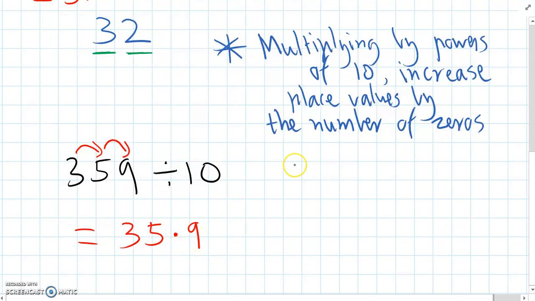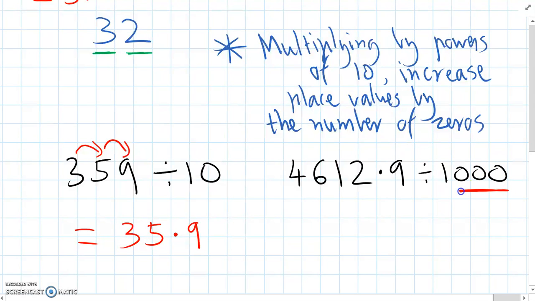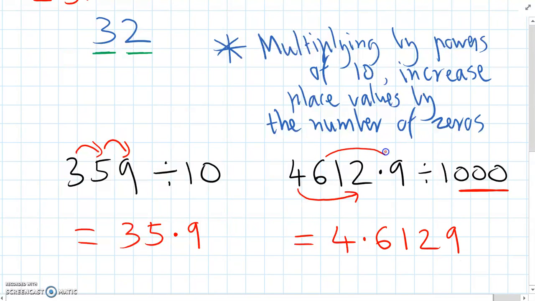And another example would be 4,612.9 divided by 1,000. So we have 3 zeros here. That means our place values will become 3 times smaller. So the 4 thousands is going to move down to the units. So our answer is 4.6129. Every place value moved back 3.